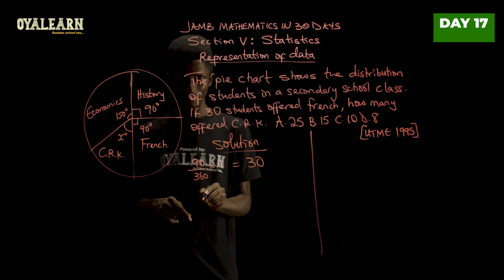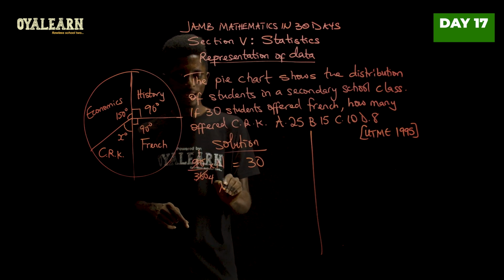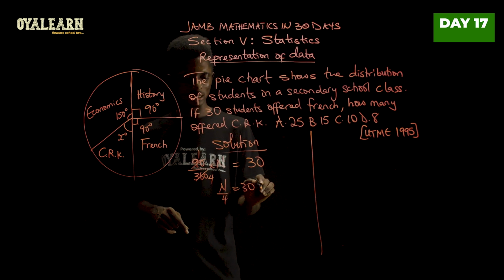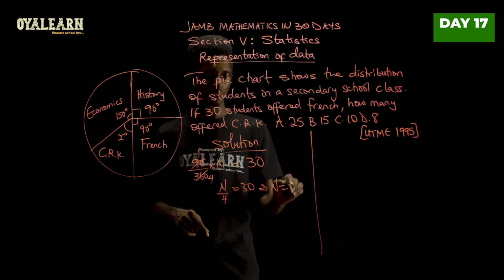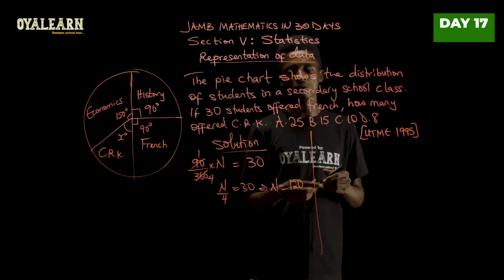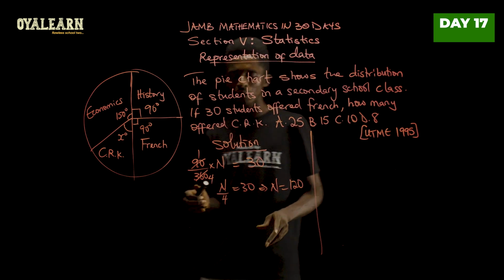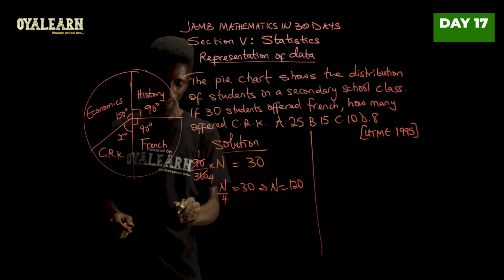So let's get n. 90 here 1, 90 here 4. So we have n over 4 equals 30. And what this implies is that n equals 4 times 30, which is 120. So that is, there are 120 students in this class. Okay, so now that we know that there are 120 students, let's find the value of x.